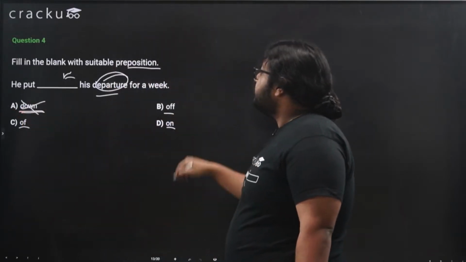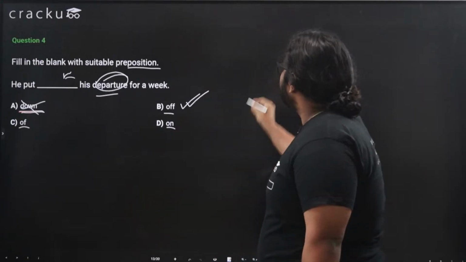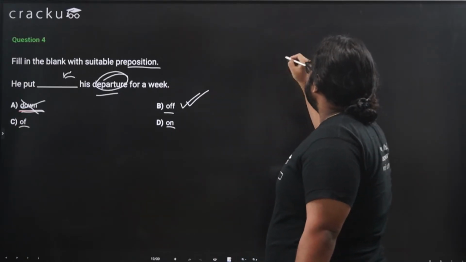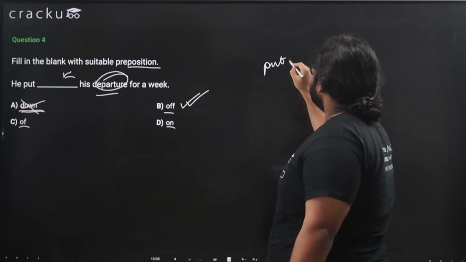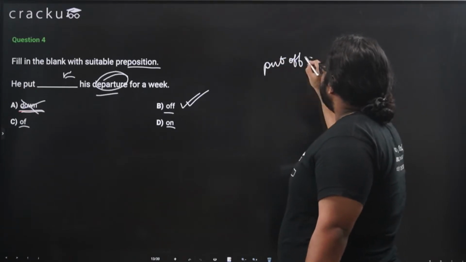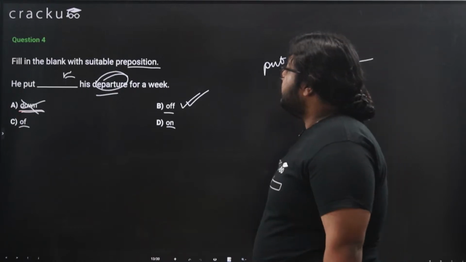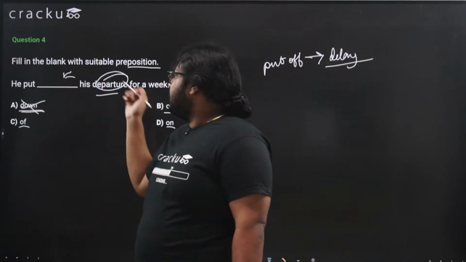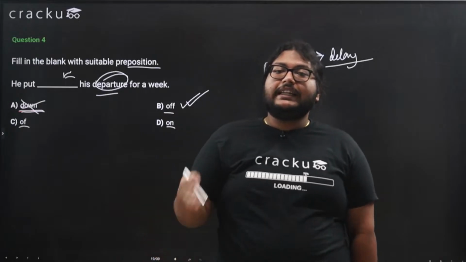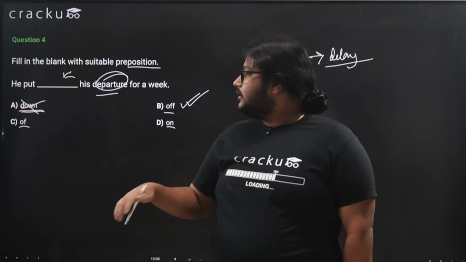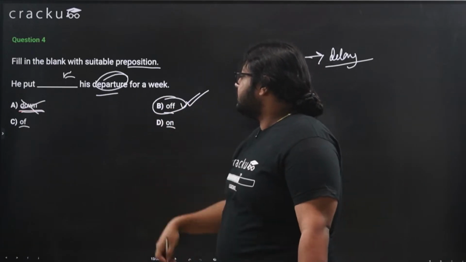Put off actually makes sense, because put off essentially means to delay, right? So "he put off his departure for a week" would mean that he delayed his departure for a week. This makes sense. Option B is the correct choice.